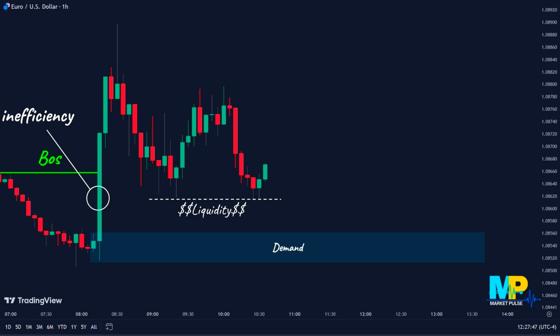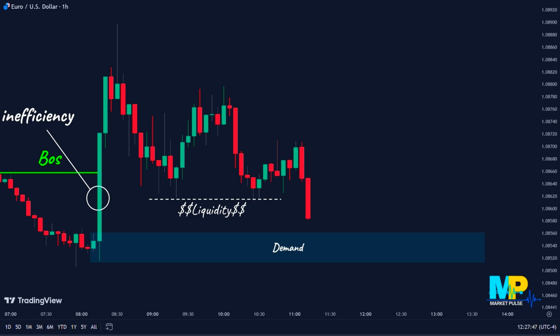The next step is to wait for the price to sweep the liquidity below the equal lows. Now, let's play out the price action and see what happens next. As you can see, price pushed lower and swept the liquidity below the equal lows. In the next step, we need to execute a buy order and enter the market.